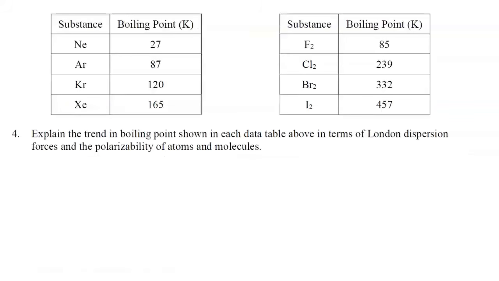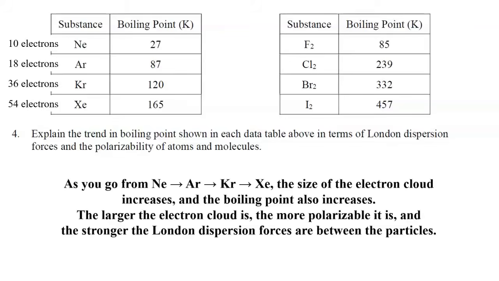Question 4. Explain the trend in boiling point shown in each data table above in terms of London dispersion forces and the polarizability of atoms and molecules. So as we go from neon to xenon, we see an increase in the boiling point. Neon has 10 electrons, argon has 18 electrons, krypton has 36 electrons, and xenon has 54 electrons. So as you go from neon to argon to krypton to xenon, the size of the electron cloud increases and the boiling point also increases.